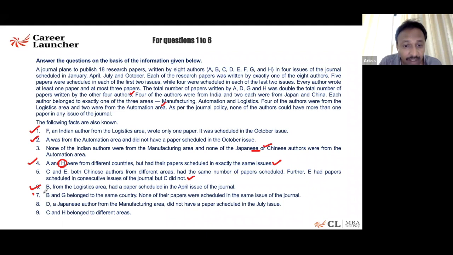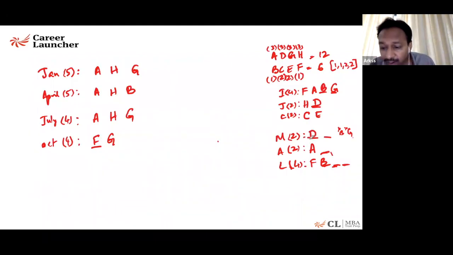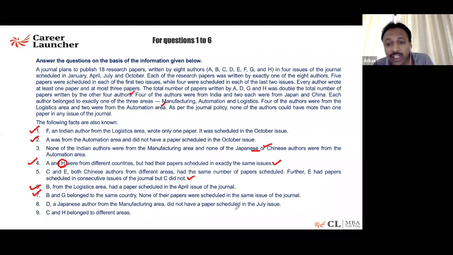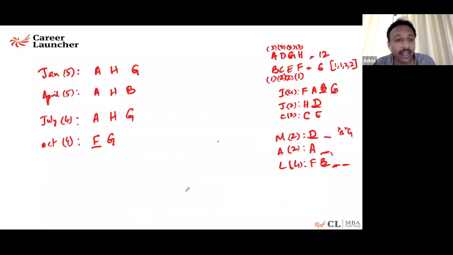This is done. D is a Japanese author from manufacturing. D did not have a paper scheduled in July. Remember, D also has 3 papers. He is not in July. Therefore, this has to be these 3.